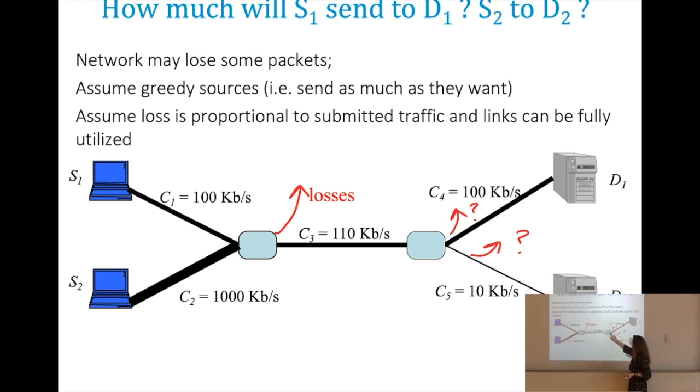It enters this router, and now the 10 kilobits that came from S1 want to go to D1, and it has no issues in doing so because the capacity of this link is much higher, so everything can be sent. But all the data coming from S2, so by now 100 kilobits per second, wants to enter this link, which has a maximum capacity of 10 kilobits per second. So again, it will lose a lot of data.